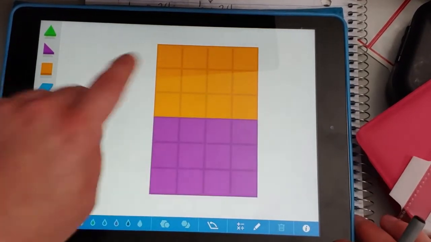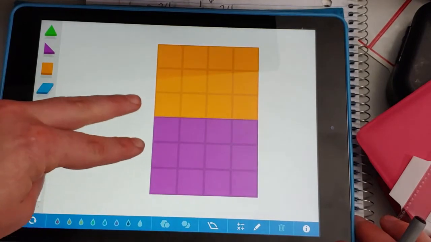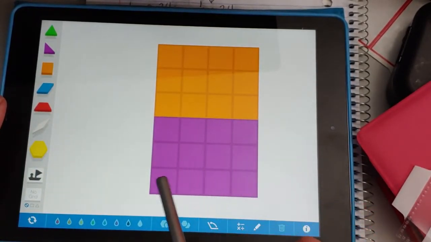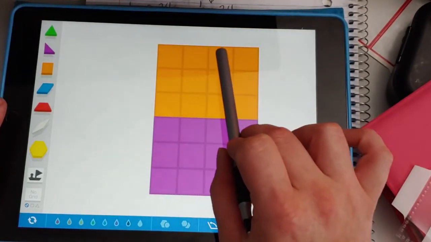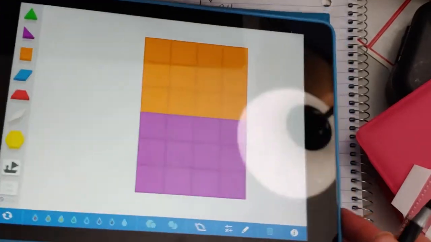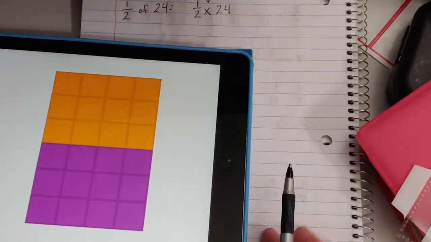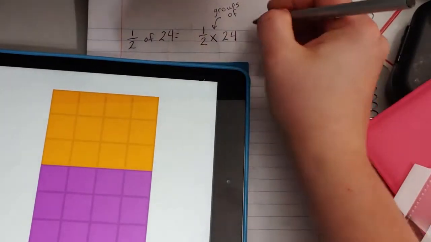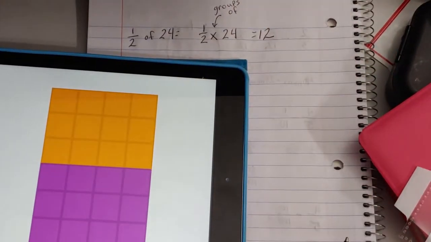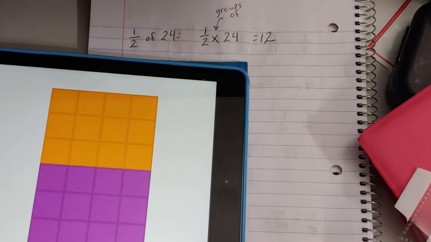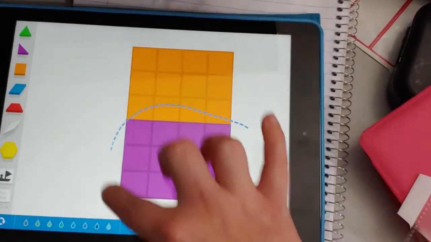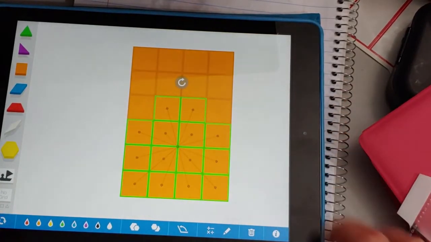And I'm going to change it to purple. So now we have our 24 blocks, and they're in 2 equal-sized groups. 1, 2, 3, 4, 5, 6, 7, 8, 9, 10, 11, 12. 1, 2, 3, 4, 5, 6, 7, 8, 9, 10, 11, 12. So what is a half group of 24? 12. 1/2 times 24 is 12. All right, circle your blocks, turn them back to orange.